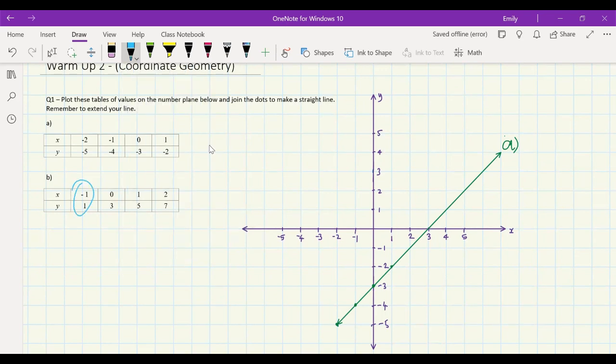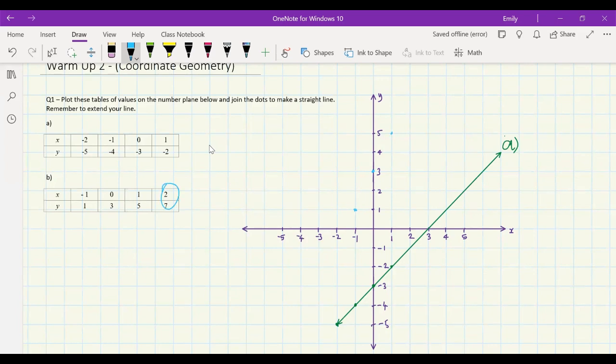The first point is (-1, 1). So I go across to, first of all, -1 on the x-axis, then up to 1 on the y-axis. There's the point. Now, next one is (0, 3). So 0 first, go right bang smack in the middle, then up to 3. So we go 1, 2, 3. There's the dot. Then (1, 5). So we go across to 1 first on the x-axis, then up to 5: 1, 2, 3, 4, 5.